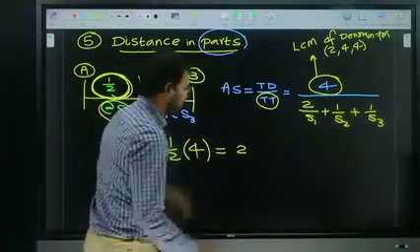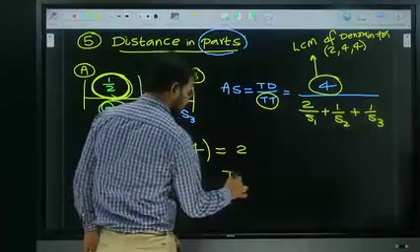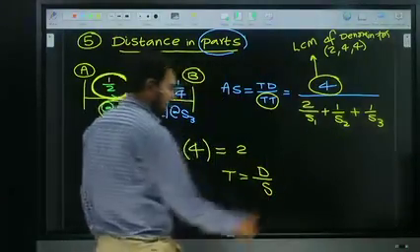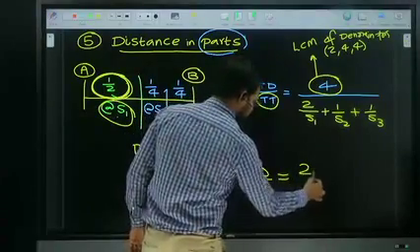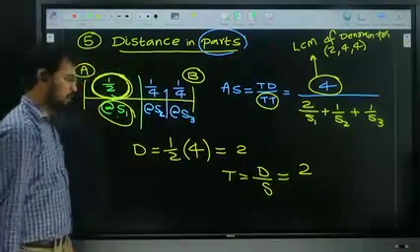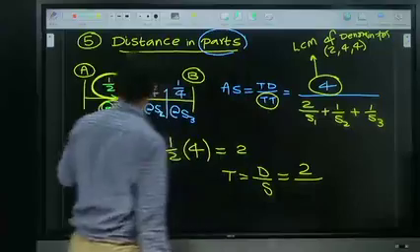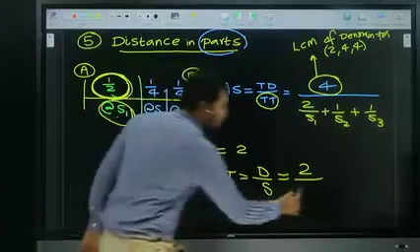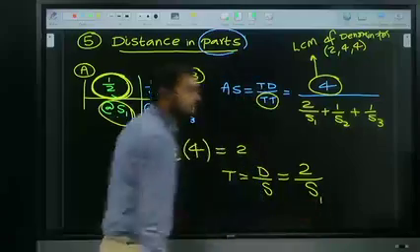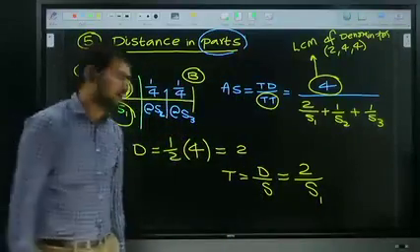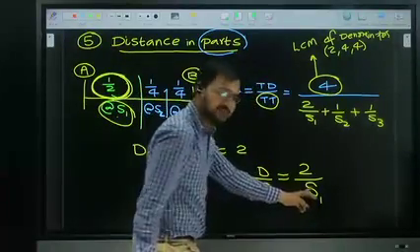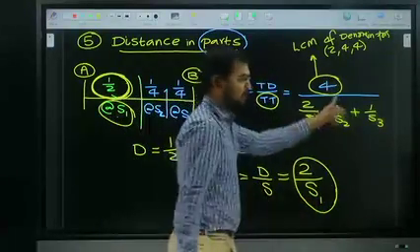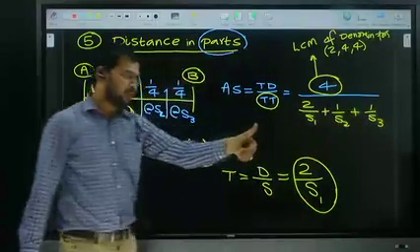Generally time is nothing but distance by speed. First case distance is 2, divided by first case speed, S1. S1 is the speed of the first part. In the exam they will give the speed; here I am assuming it. So 2 by S1, similarly 1 by S2, similarly 1 by S3. Are you understood, Sunny?